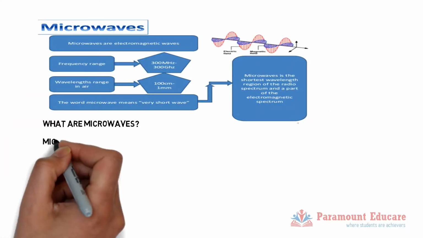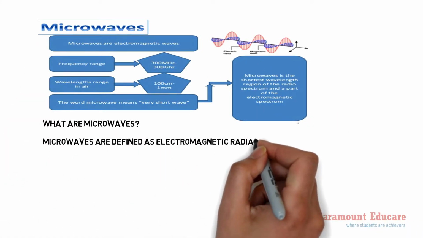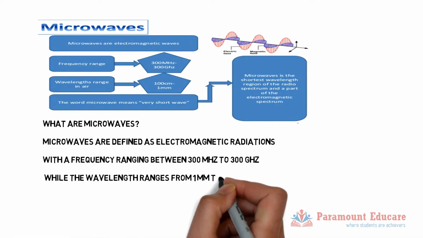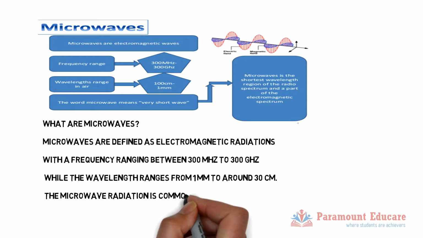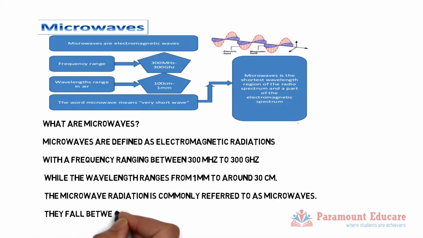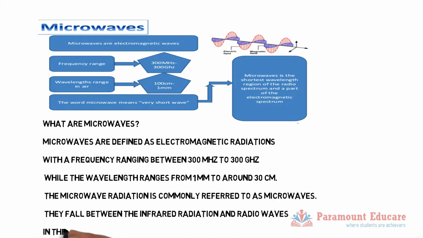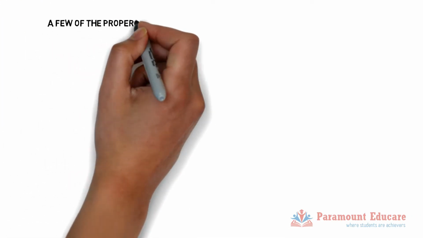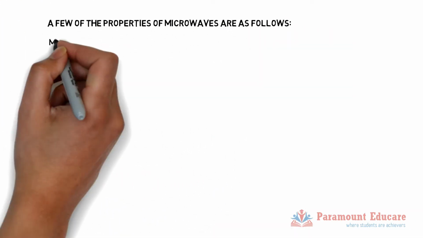Microwaves. Microwaves are defined as electromagnetic radiations with a frequency ranging between 300 MHz to 300 GHz, while the wavelength ranges from 1 mm to around 30 cm. The microwave radiation is commonly referred to as microwaves. They fall between the infrared radiation and radio waves in the electromagnetic spectrum.